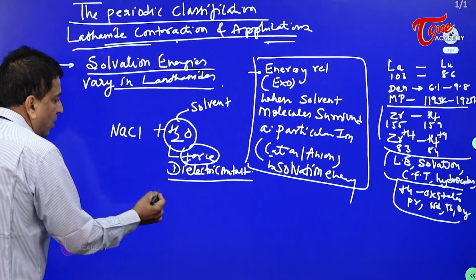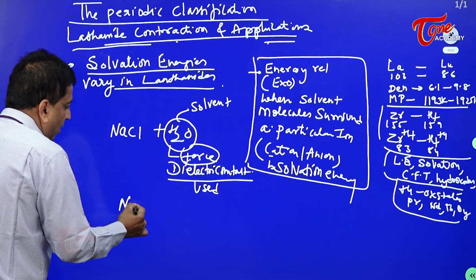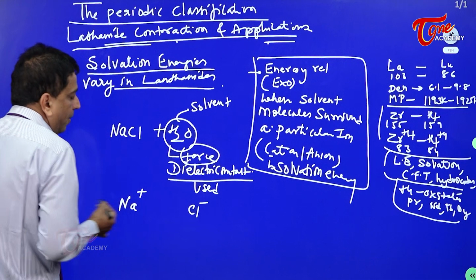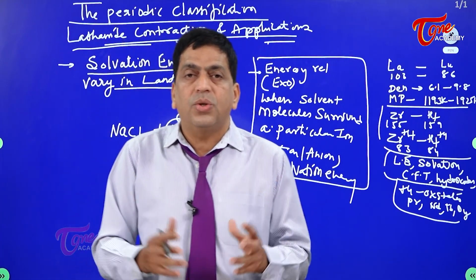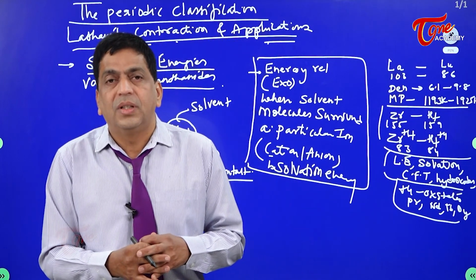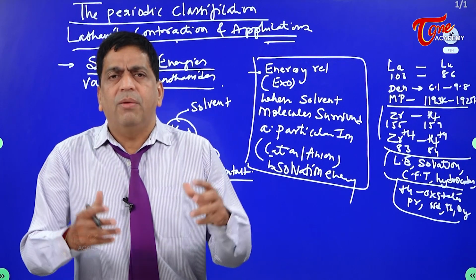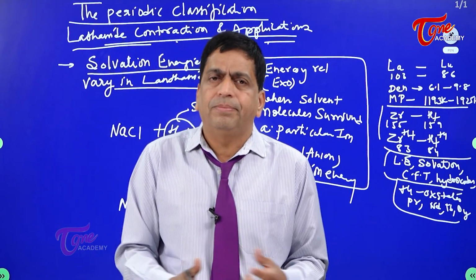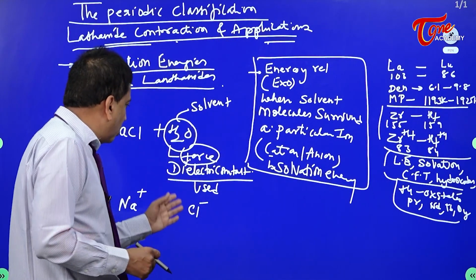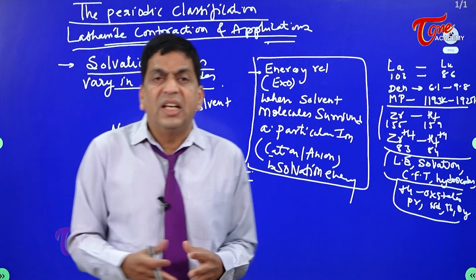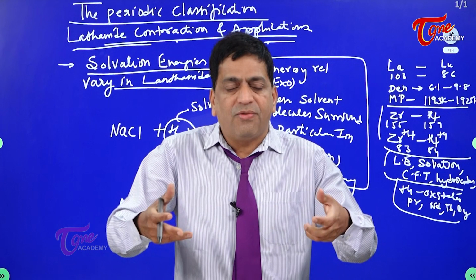Now this force is used to separate these two ions, Na plus and Cl minus. How do they separate? Because sodium ion and chloride ions are great lovers. They love each other. It's not easy to separate them. After all, there is an ionic bond. So you must have a great force to separate them. And water has that much capacity. That's nothing but the dielectric constant, which is on the higher side for water. So using that force, it has separated.